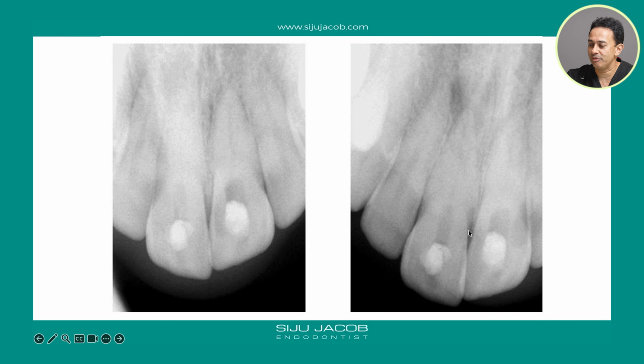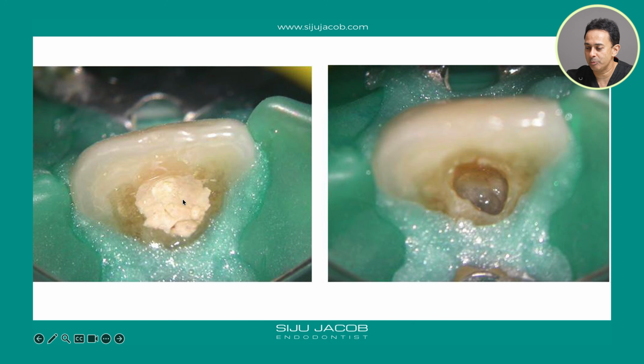Now let's look at another referred case where the practitioner accessed the maxillary central incisor teeth, couldn't locate the canals, and then referred the case to me. When I saw this patient, I took a radiograph. I could find that the canals were thinned down. I didn't have a problem locating the canal in one of these teeth, but I did have a problem in the other one. So this is that particular tooth where I did have a difficulty in locating the canals.